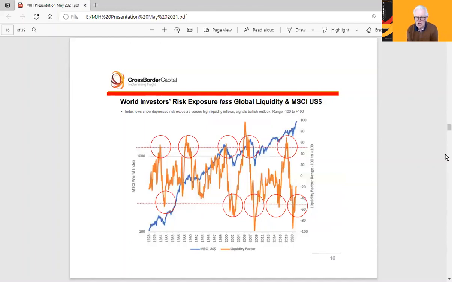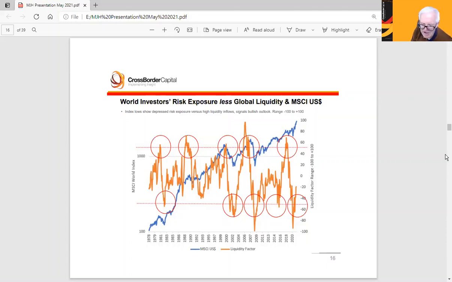This is a chart which is well worth pondering over later, but it looks at the world index, MSCI World Index in blue, and the orange line is a combination of our risk exposure data that you've just seen minus the flow of liquidity that's coming into markets. Now, let me just explain why that's important.